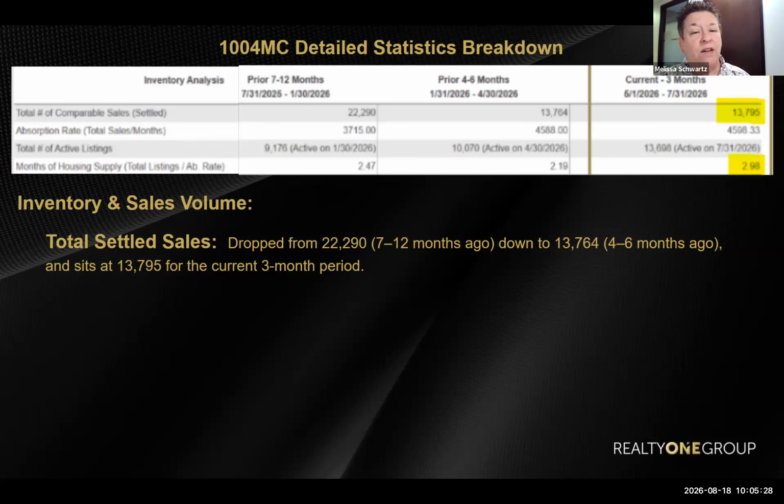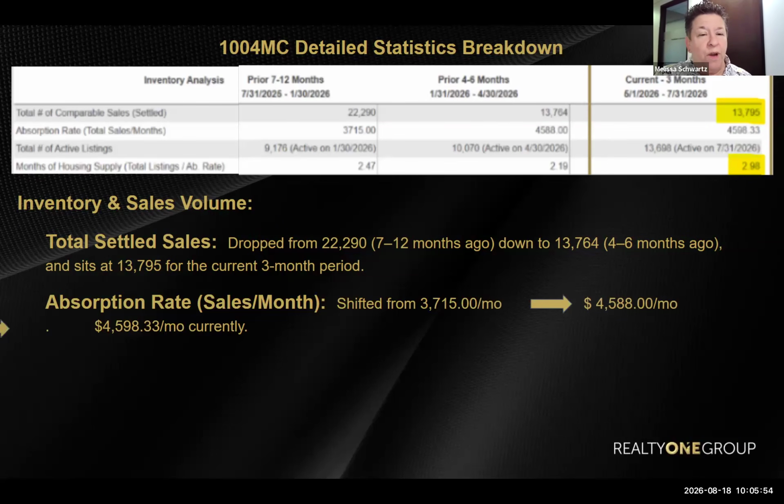So the total settled sales, when you look at this, dropped from the first half of the year from 22,000 down to 13,000. And then it sits now at 13,795. So really the last 3 months and the 3 months prior to that didn't shift very much. Okay. But you can see the adjustment there.